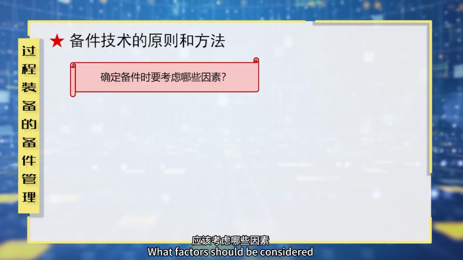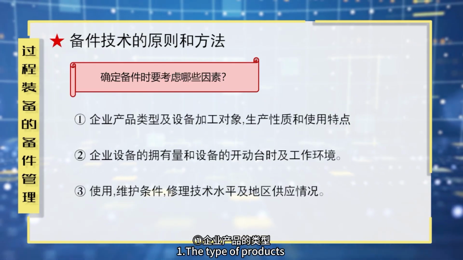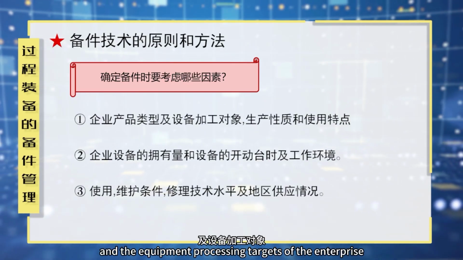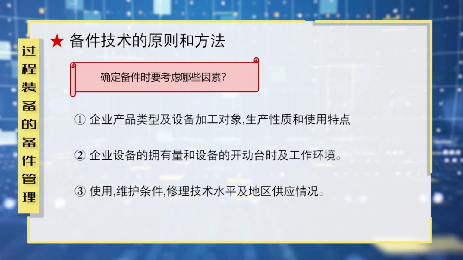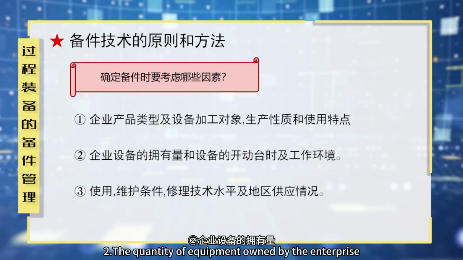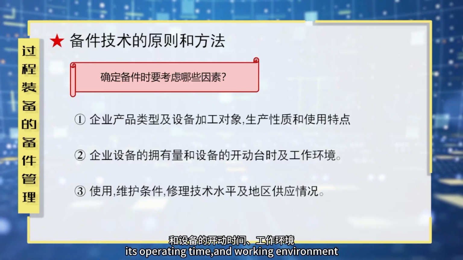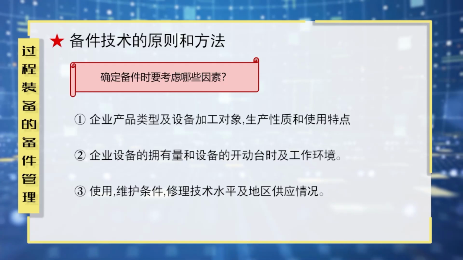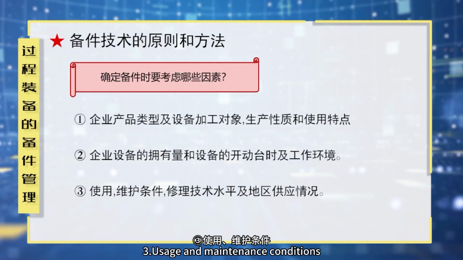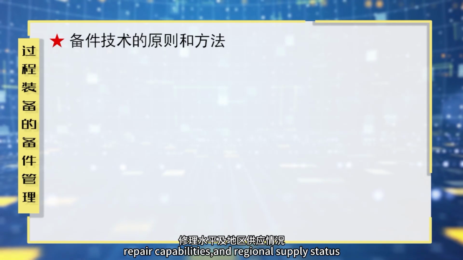What factors should be considered when determining spare parts? First, the type of products and the equipment processing targets of the enterprise, the nature of production and usage characteristics. Second, the quantity of equipment owned by the enterprise, its operating time and working environment. Third, usage and maintenance conditions, repair capabilities, and regional supply status.